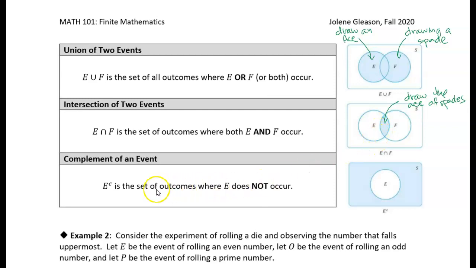Okay? And the complement of a set is just all the outcomes where that event does not occur. So if E was drawing an ace, then the complement of E would be not drawing an ace. Okay. All right, so let's take a look at example 2 now.